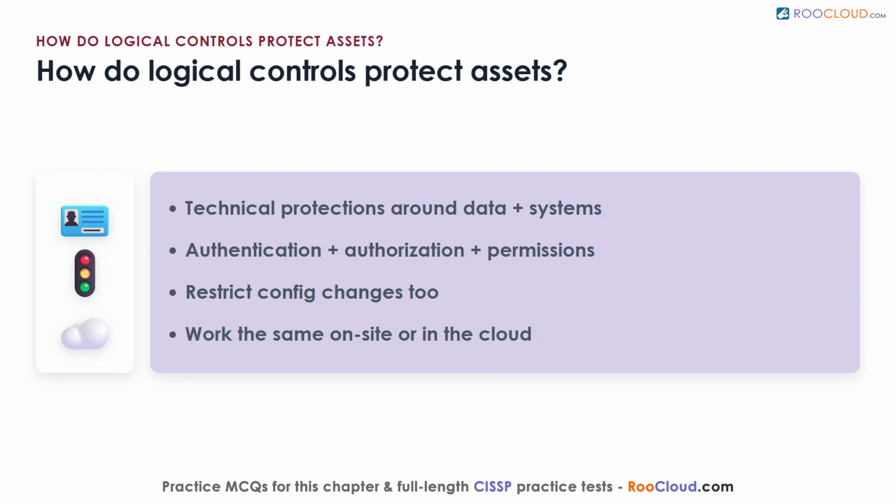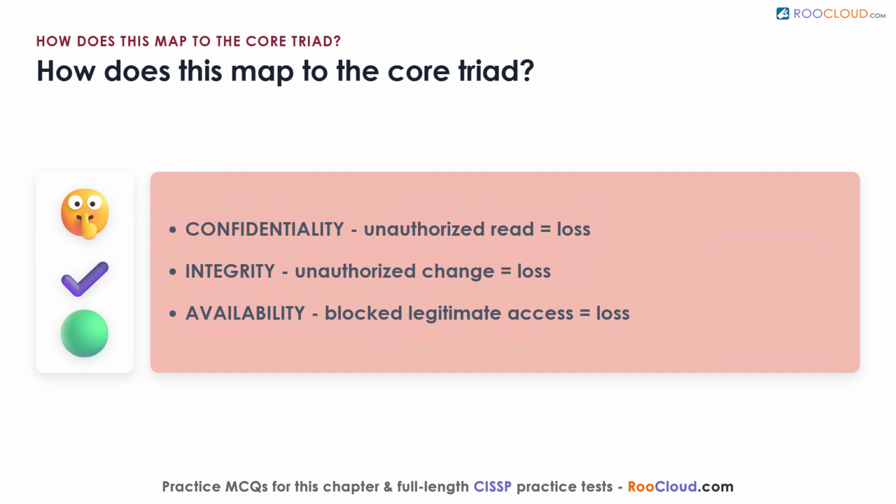These same controls restrict who can change configuration settings on a router or a server, and they work the same way whether the resource sits on-site or in the cloud. How does all of this tie back to the core triad?